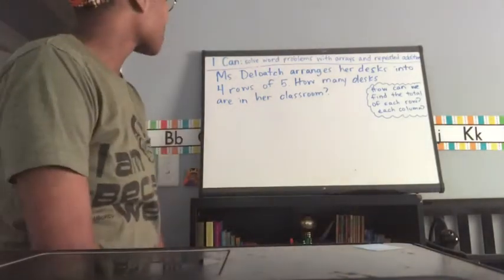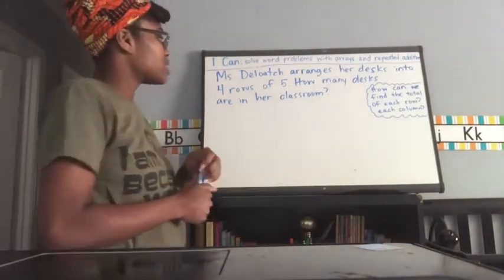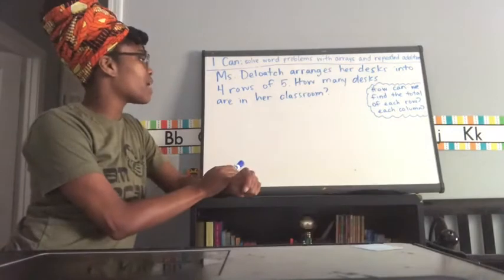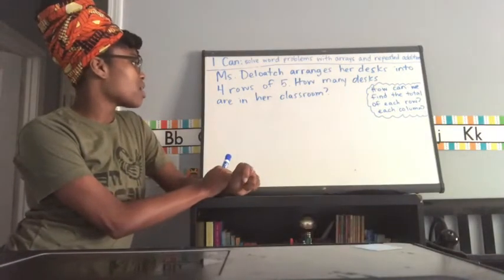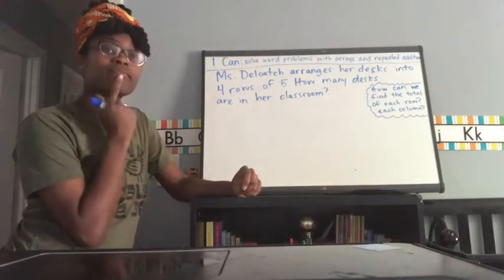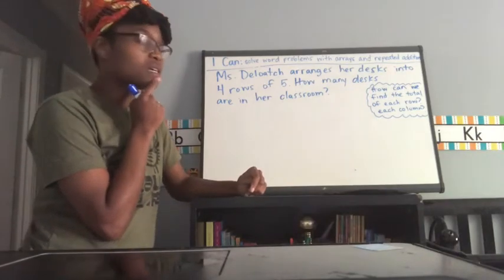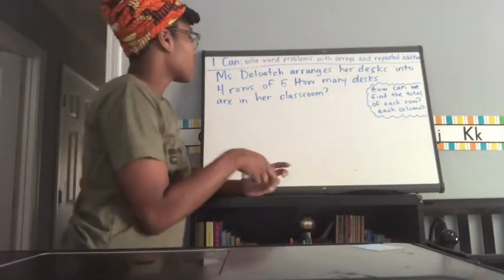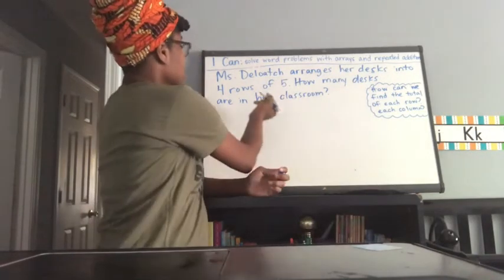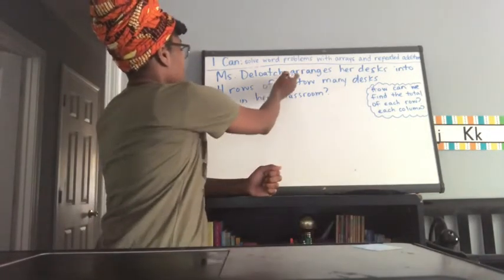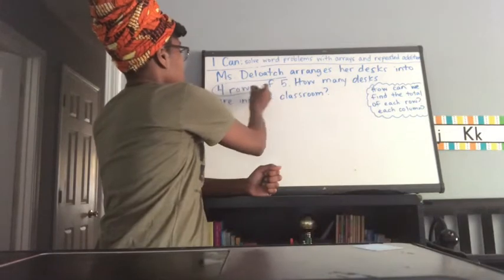On to the next question. Here we go. Miss DeLoach arranges her desk into 4 rows of 5. How many desks are in her classroom? How can we use an array with rows and columns to find the total? Well, the word problem tells us that there are 4 rows of 5.